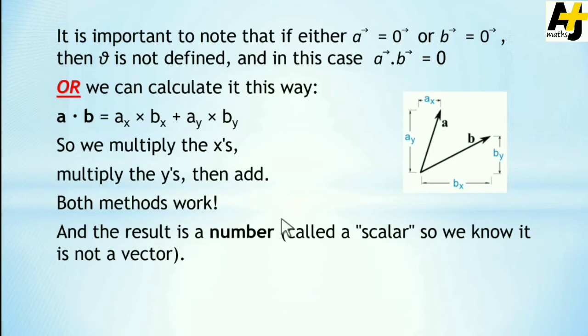Both methods work. You can use either of the methods discussed above, and the result is a number called a scalar, so we know it is not a vector. In this way, the product of the two vectors results in a scalar number. That's why this is called the scalar product.